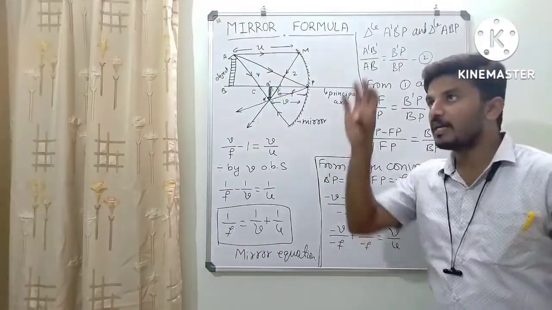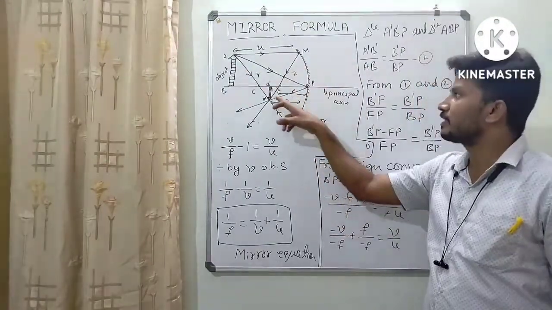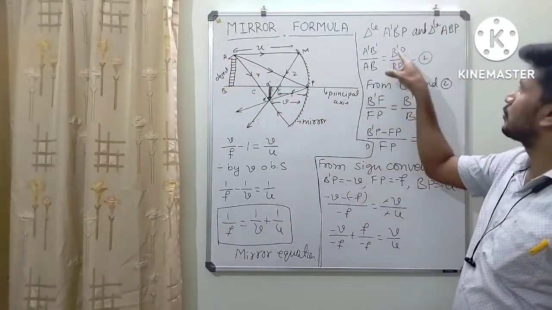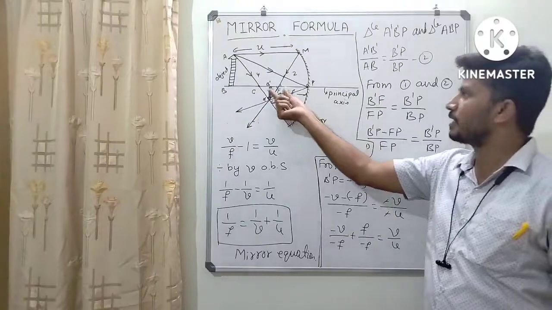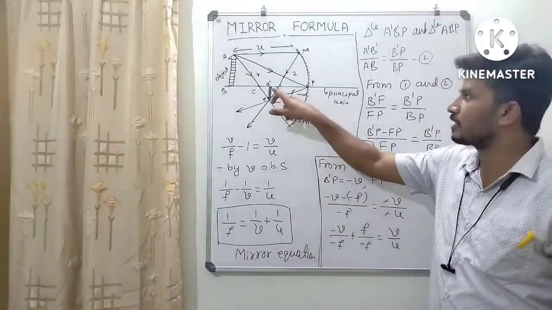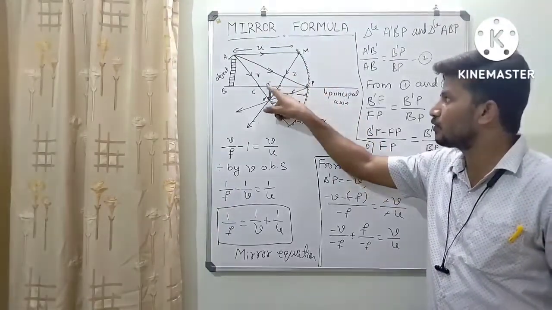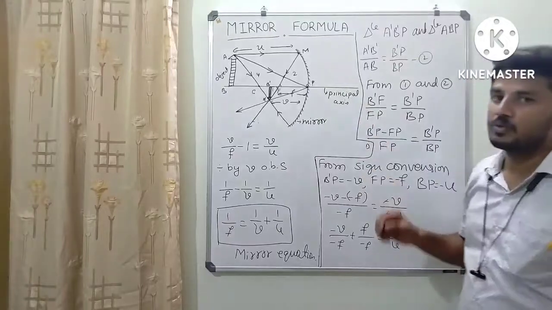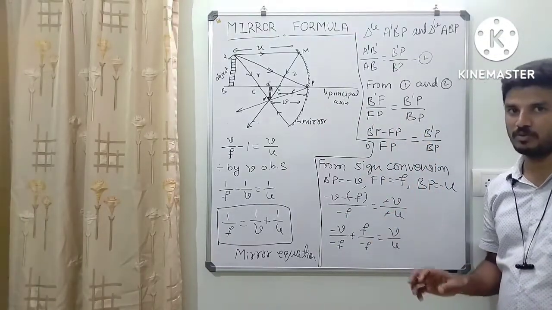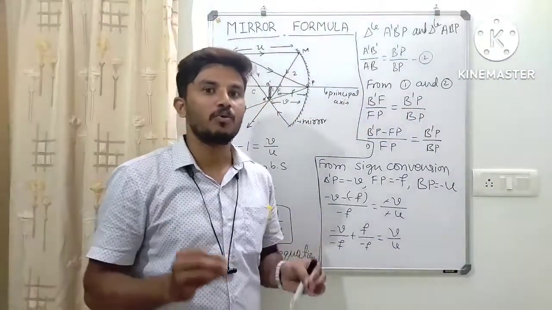If you divide the height of the image by the height of the object, you get A dash B dash divided by AB is equal to B dash P divided by BP, that is the base. Then in this case, earlier we considered this triangle and this triangle, A dash B dash divided by MP is equal to B dash F divided by BP. After that, solving by using the same convention, we get this equation. This is very important for 5 marks in the second PUC board examination.